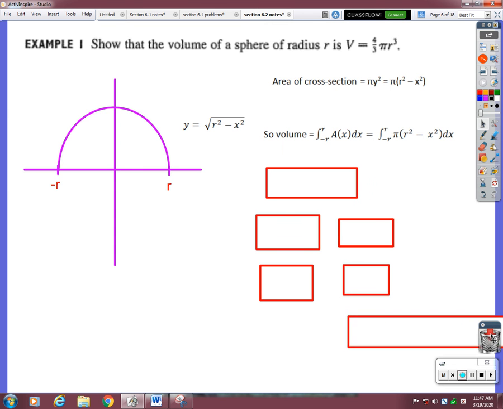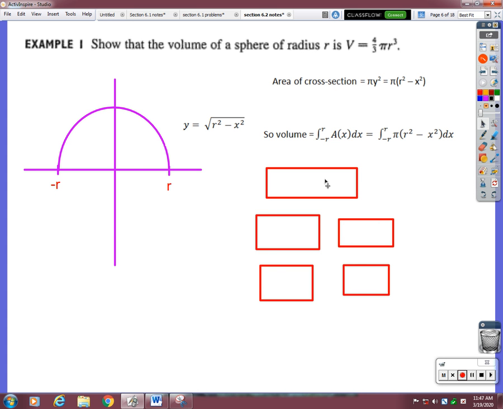Okay, so we're trying to find the volume then from negative r to r, because we're integrating with respect to x, we're going this way, of the cross-sectional areas. We just figured out up here that the cross section is going to be pi times r squared minus x squared dx, so that's the integral that we're going to do. This might look intimidating right now, but we're going to pretty quickly get this simplified into something that's easy to do.